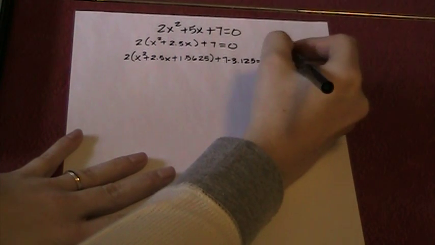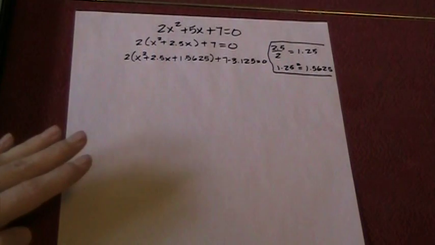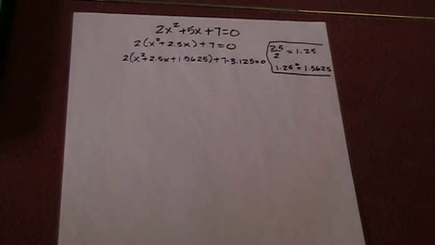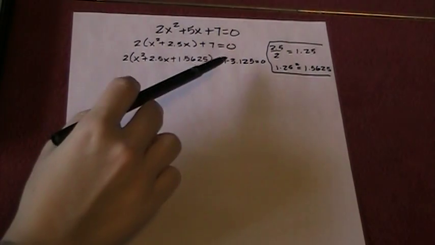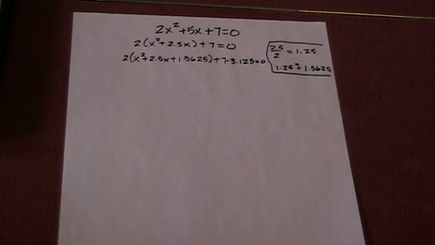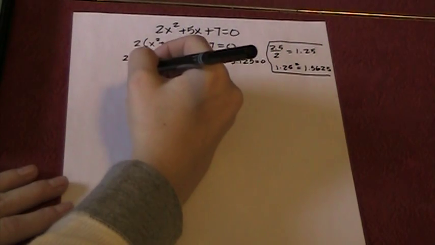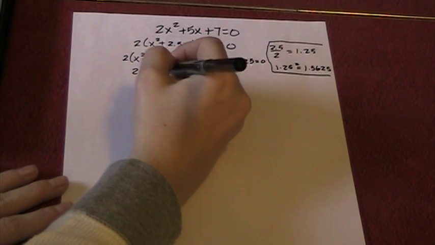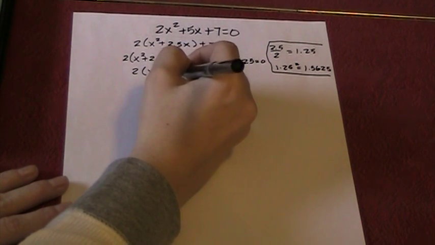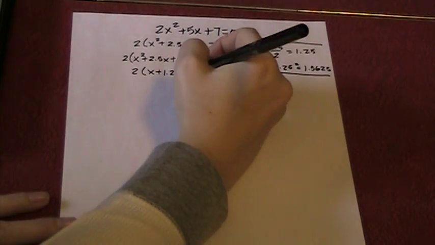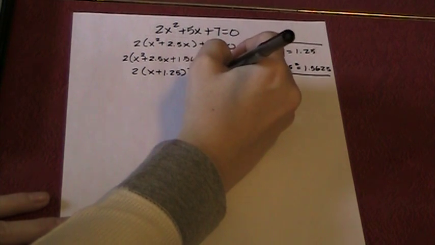I'm going to box this in so it doesn't get confused with the work. Okay, so now I'm going to replace this trinomial with the binomial squared and then combine the 7 and the negative 3.125. So that would become 2 times x plus 1.25 squared, and then 7 minus 3.125 is positive 3.875.